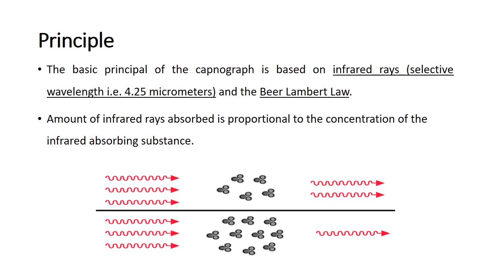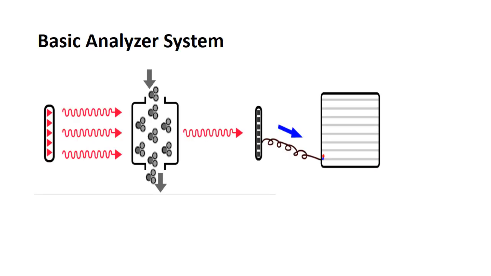And the other principle is the Beer-Lambert law, like we already discussed during pulse oximetry. The same principle is here also. So what does Beer's law say? The amount of infrared rays absorbed is proportional to the concentration of the infrared absorbing substances. In the diagram we can see here is less carbon dioxide molecules, here is more carbon dioxide molecules. Because of fewer molecules, less absorption, more transmission. Because of more molecules, dense molecules, more absorption and less transmission.